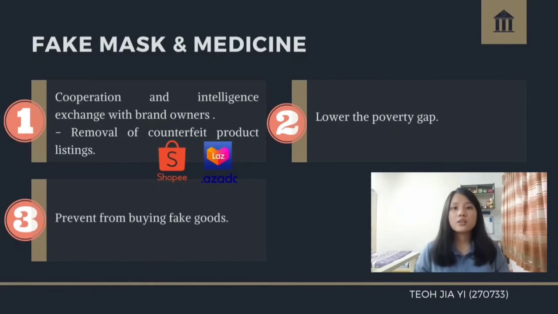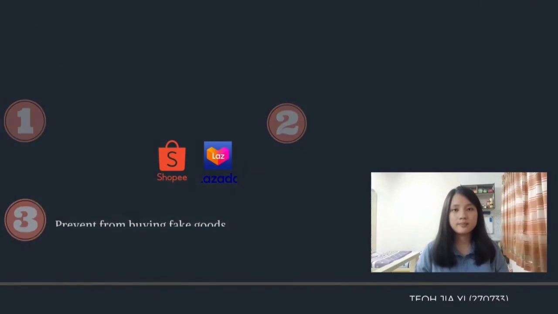Next, the government must also lower the poverty gaps so that Malaysians' spending level will be improved. This is due to job losses, low salaries, and low prices of fake goods. Therefore, the government must regulate minimum wage in the labor markets, provide subsidies, and other income support. In addition, citizens themselves have the responsibility to prevent buying fake goods. As the demand for fake goods decreases, the suppliers will also decrease their products to avoid financial losses.